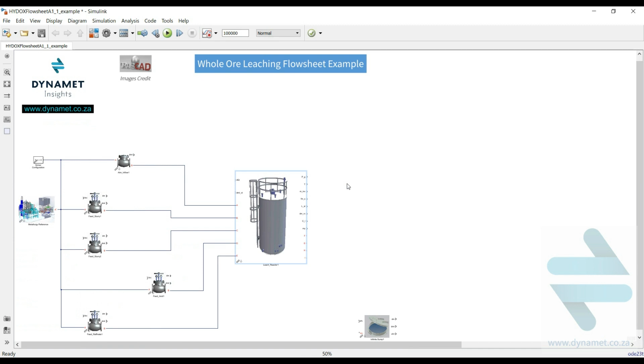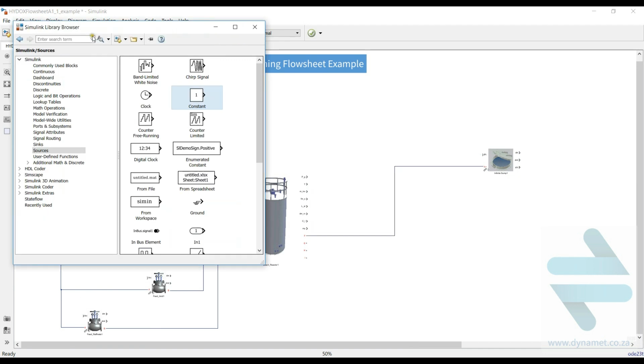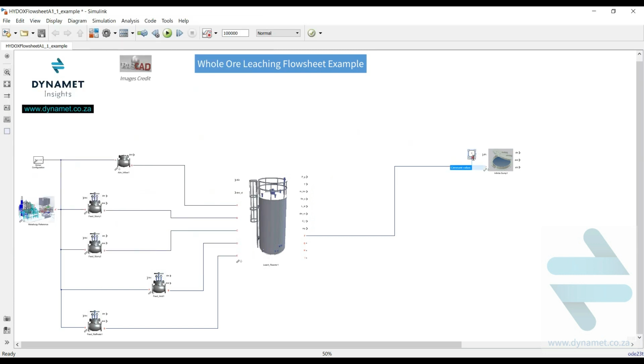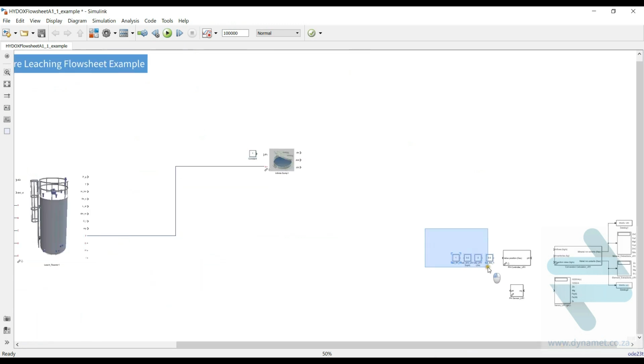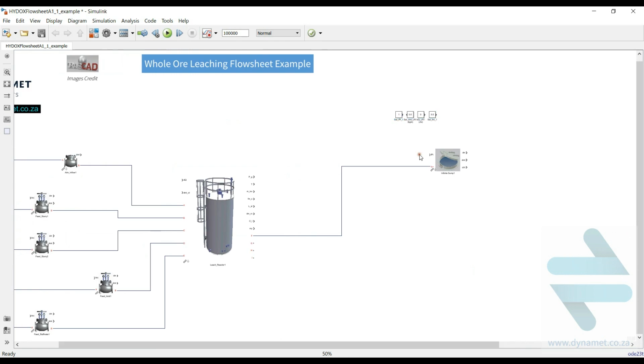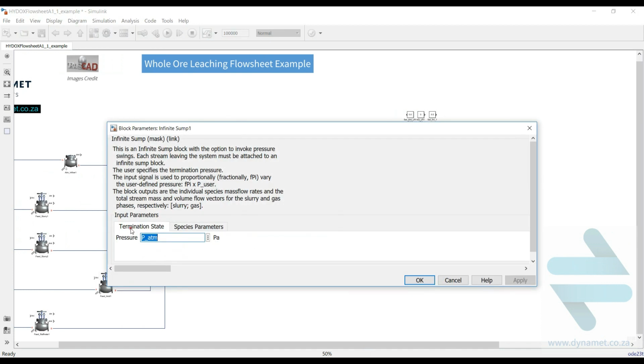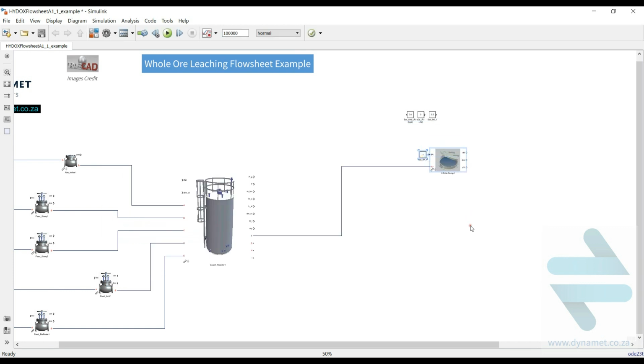So now we look at the output side. Firstly, we can connect our vent stream to an infinite sump block. Now we make use here of a standard Simulink source block constant. I've actually pre-named these constants for the sake of saving video time, so I'm simply going to drag these constants off the list. By making this first constant 1, we essentially keep the sump of the vent at the default atmospheric pressure. Similarly, the slurry overflow pipe is connected to the next sump.